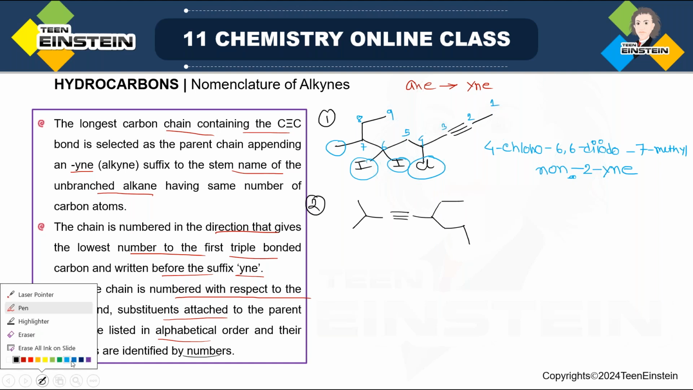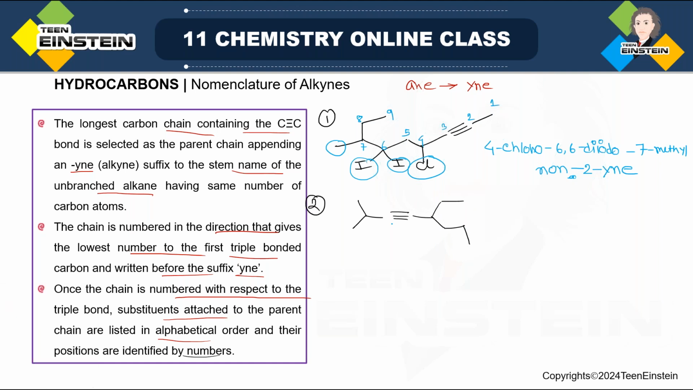So next what we'll do, we'll put numbers. Now numbering will be started from this side, because if you start from this side, it will be starting from 3. But if you do it from the other side, you will see it will be more than 3. So that is not correct. Then 4, 5, 6, 7, 8.